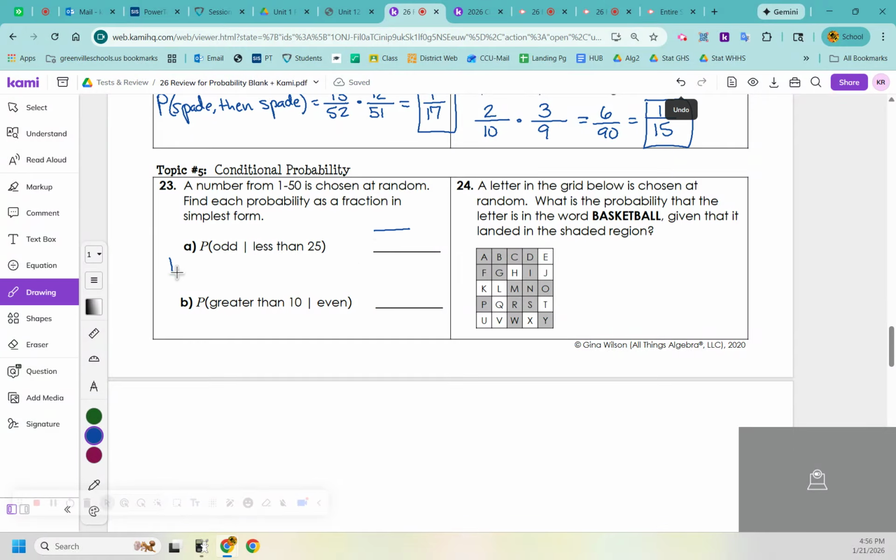Numbers less than 25 are 1, 2, 3, 4, 5, 6, 7, 8, 9, 10, 11, 12, 13, 14, 15, 16, 17, 18, 19. You can always fast forward. 21, 22, 23, 24. I don't want 25 because 25 is not less than 25. So there are just these 24 numbers. Out of those 24 numbers, how many are odd? 1, 2, 3, 4, 5, 6, 7, 8, 9, 10, 11, 12. 12 of them are odd, which is 1/2.